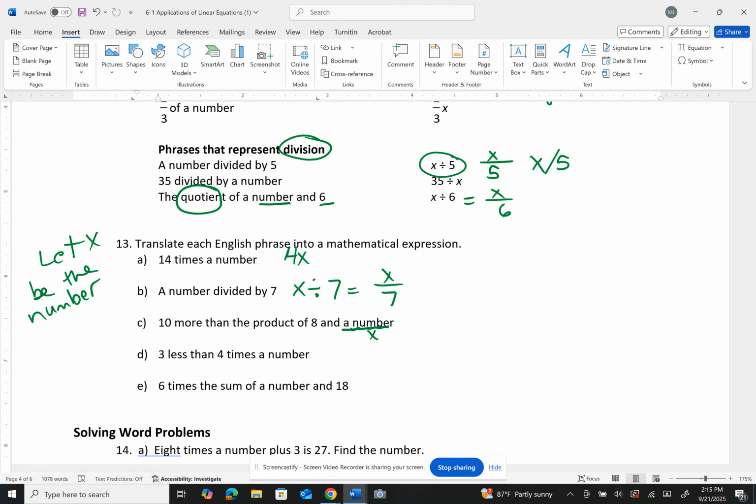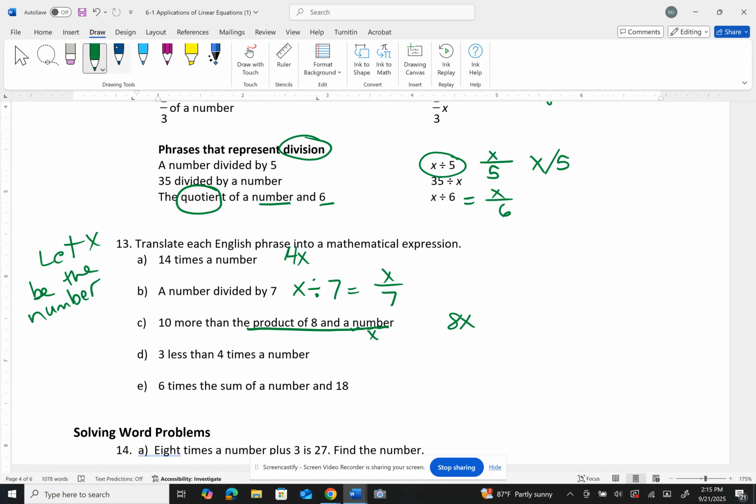You're going to go all the way back to where you see the product of 8 and a number. So start with the variable being x for number, and then back up and translate the product of 8 and a number. So that would be 8x. Okay, now you're going to continue backing up, and now you need 10 more than that. Okay, so we just did the product of 8 and a number.